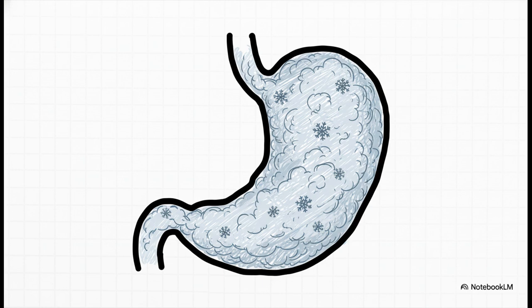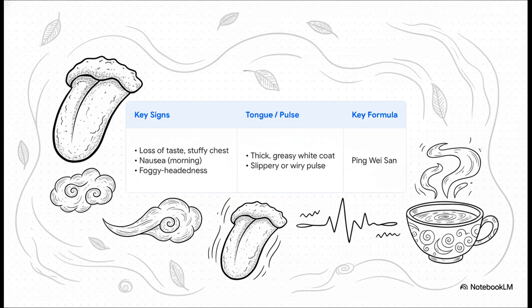Now this is totally different from phlegm heat. This is cold, it's heavy, it's cloying. It's like a thick fog just settled in the stomach. A huge symptom here is a complete loss of taste. Food just tastes like nothing, like cardboard. You'll also see that foggy headedness and just a general sluggish feeling. But the dead giveaway is on the tongue, a thick, greasy, white coat. Remember, this is a cold pattern. The formula to dry out all this dampness is Ping Wei San.